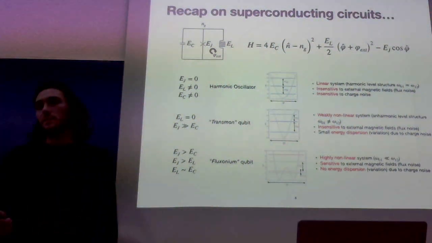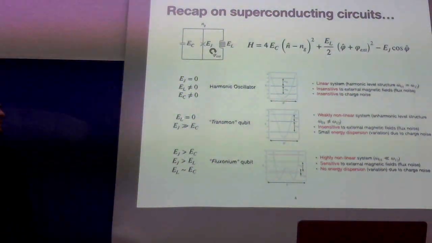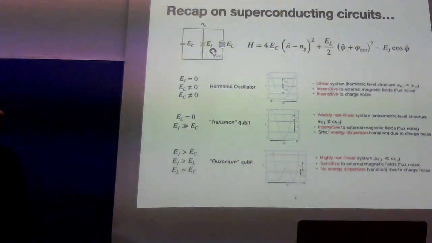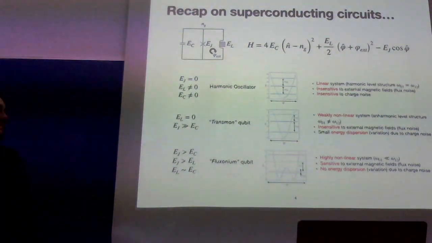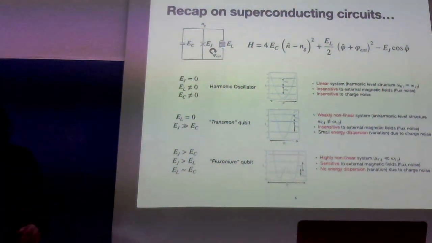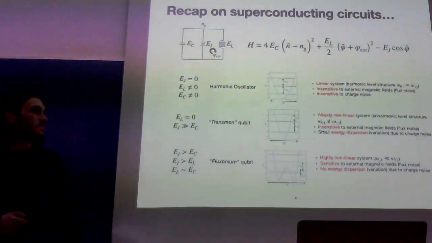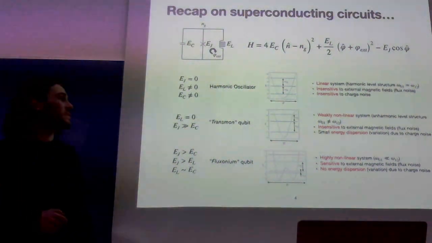However, if we change and set this inductance energy to 0 and keep this Josephson energy big, bigger than the capacitive energy, we have the famous transmon qubit. This is just a weakly nonlinear system. Now the difference in energy between the levels is no longer the same throughout the whole spectrum. The energy of the transition 0 to 1 is different from the rest.